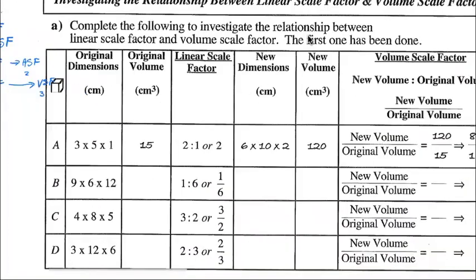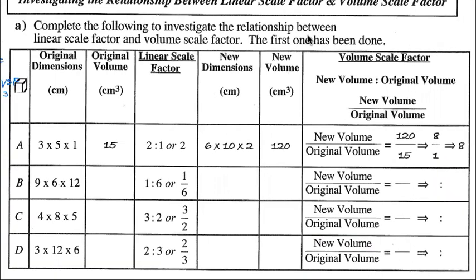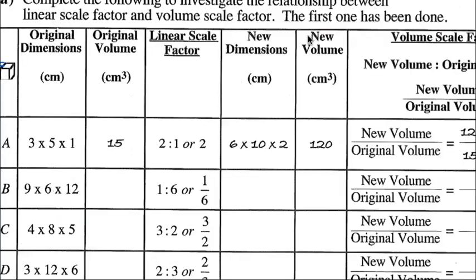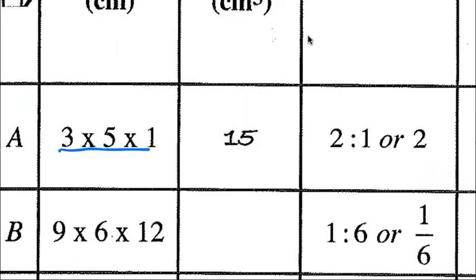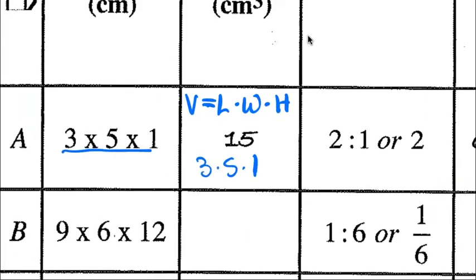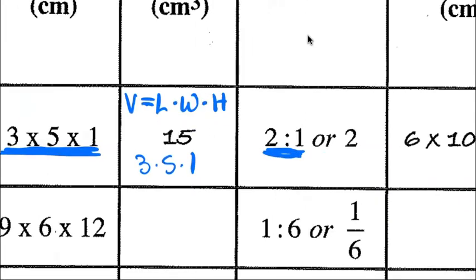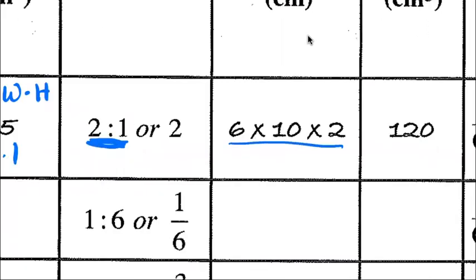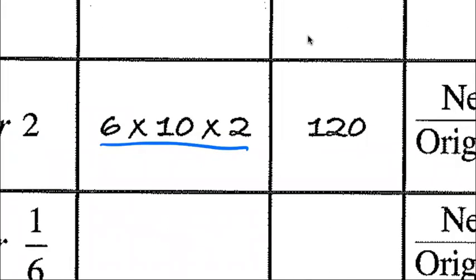Again, I'm only going to do the first one just to make sure that we can see it. Our original dimensions of our figure, 3 by 5 by 1, it's the same figure as we started with before, except volume is length times width times height. 3 times 5 times 1 is 15. If I apply a 2-to-1 linear scale factor to these dimensions, 3 by 5 by 1, I get 6 by 10 by 2. And my volume becomes 6 times 10 times 2, which is 120.